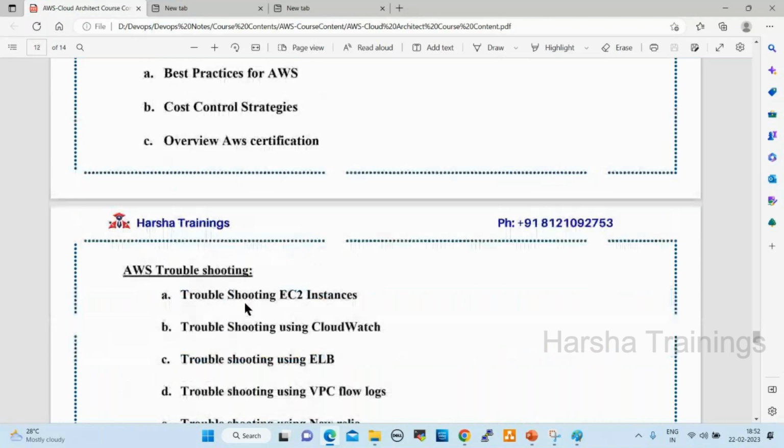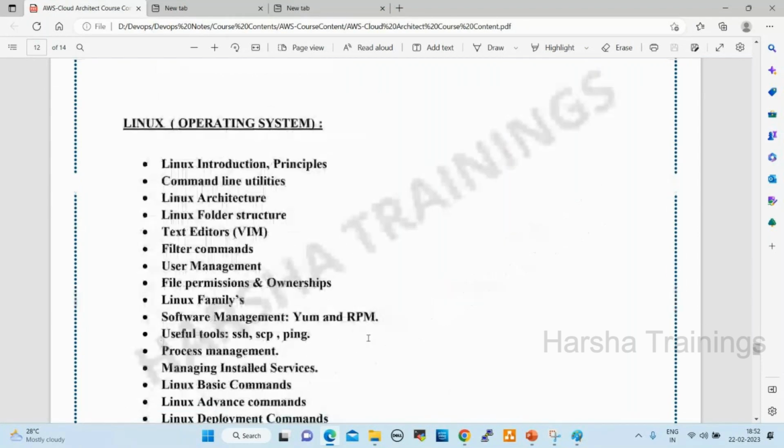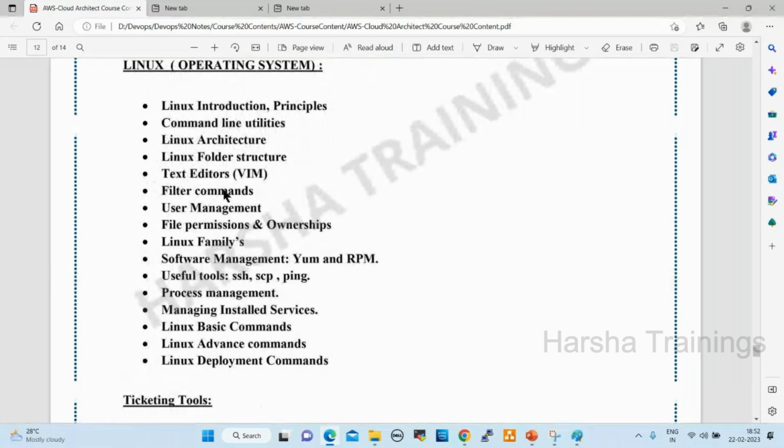This course content I'll provide to you. Even Linux will also be covered here. After completing a few sessions, Linux will be covered. Once we complete Linux, we'll go one by one through all the services, the networking part, the storage part, because we require a few commands. That is why we are going through the Linux modules.